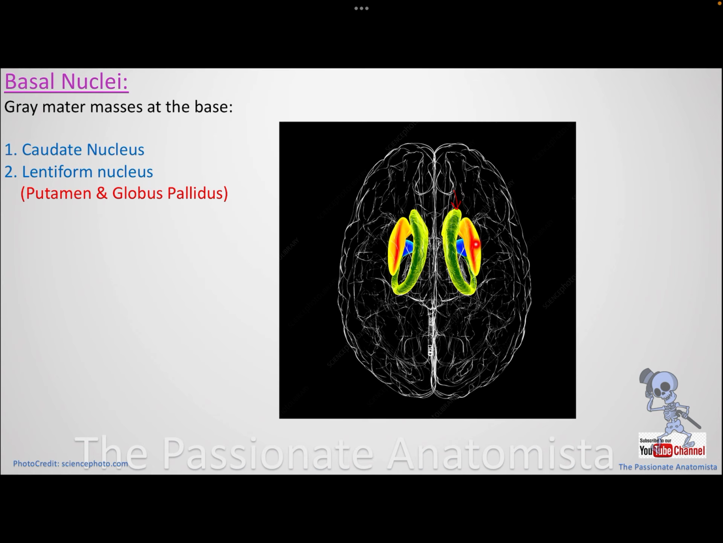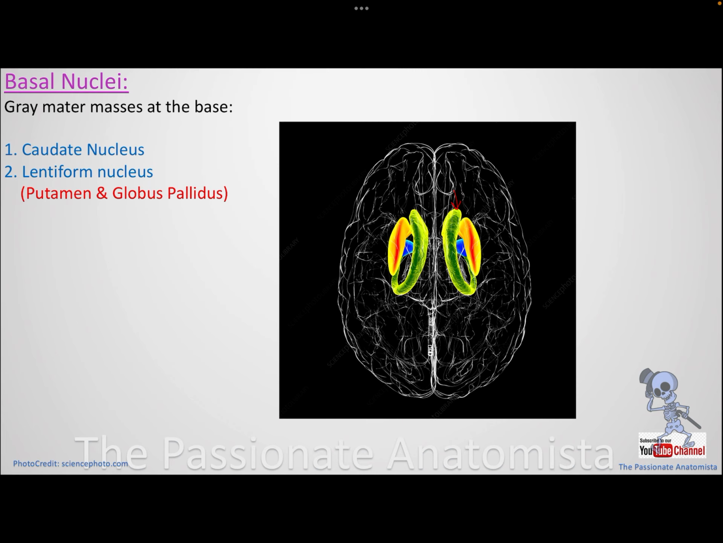Okay, so remember that lentiform nucleus is laterally. We call it putamen and globus pallidus, and medially we have the caudate nucleus. And at some point, the caudate nucleus is going to be continuous with the outer part of the lentiform, which is the putamen, and that is what we call the nucleus accumbens. I'm going to show you that as we proceed. And this has a role in emotion and reward, and that is going to be explained in the limbic system.